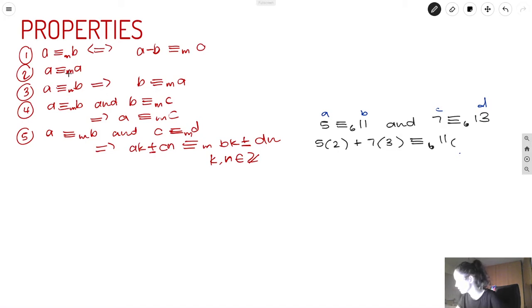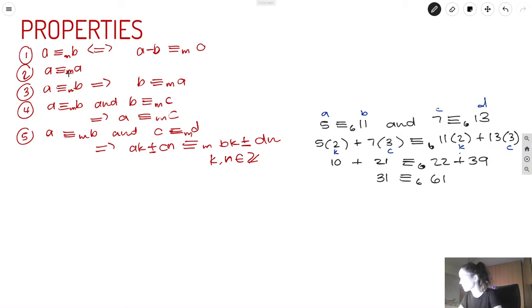11 times 2 plus 13 times 3. So what we had now, we had k being equal to 2, c is equal to 3. So let's see if that works out. On this side we'll have 10 plus 21 congruent to 22 plus 39, so that's 31, and that's 61. So let's divide both of these by 6.